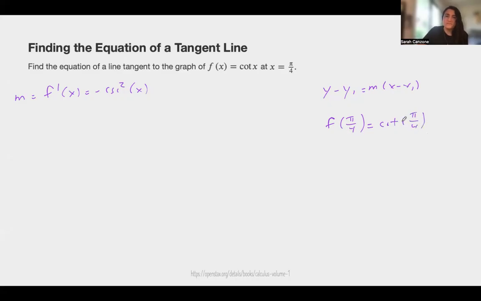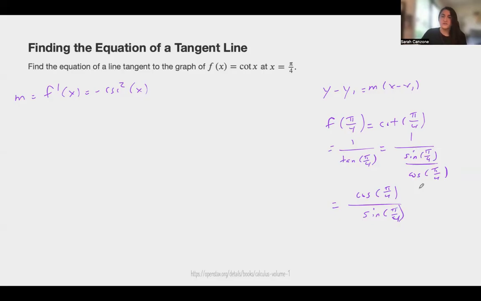But what does that mean? Well, cotangent is 1 over tangent, but tangent is sine over cosine. When you do 1 over a fraction, you just flip the fraction. So 1 over tangent of pi over 4 is 1 over sine of pi over 4 over cosine of pi over 4. But 1 over a fraction, keep, change, flip, is just cosine of pi over 4 over sine of pi over 4. So you can think about tangent as sine over cosine and cotangent as just cosine over sine.